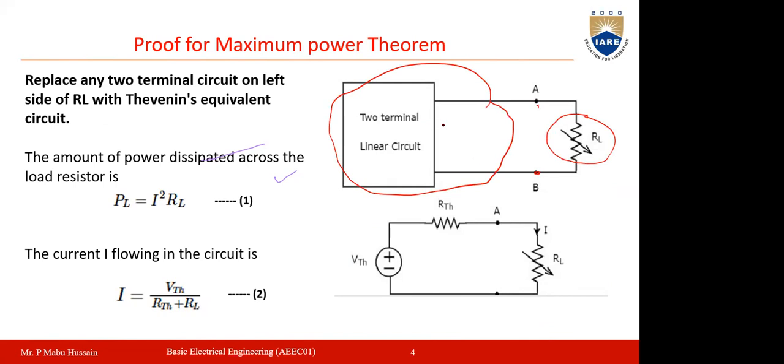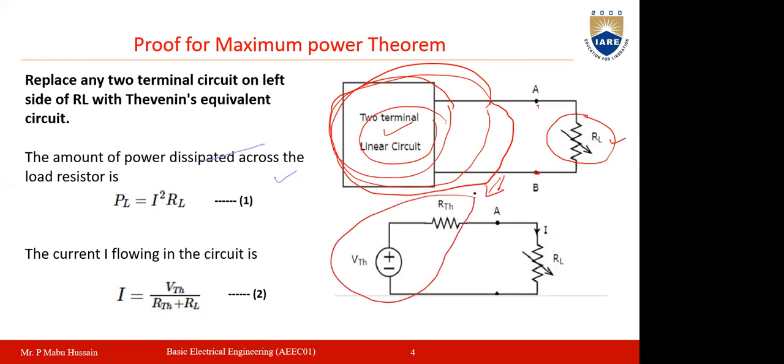Now, this two terminal linear circuit may have many sources. You may have two or three sources, and they may be current sources or voltage sources, and you may also have some resistances. From this circuit, you get the power to this load RL. Whatever the elements in the two terminal linear circuit, you have to replace it with a voltage source in series with a resistance. So in this format you have to bring your circuit.